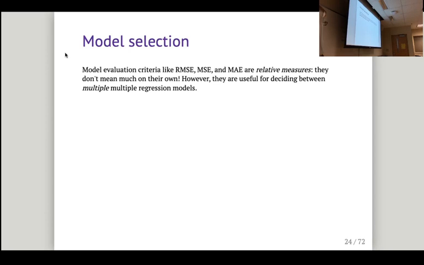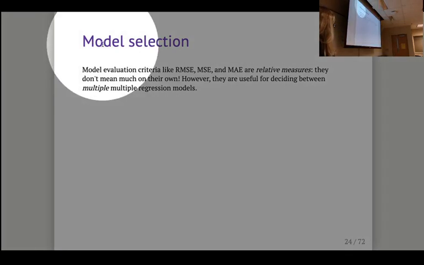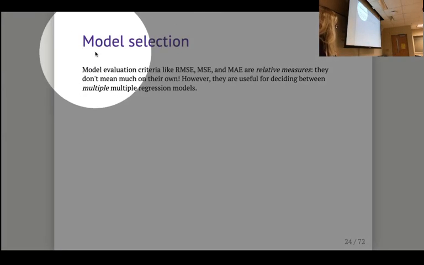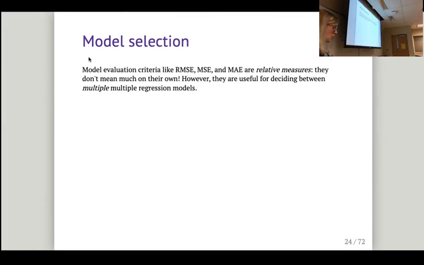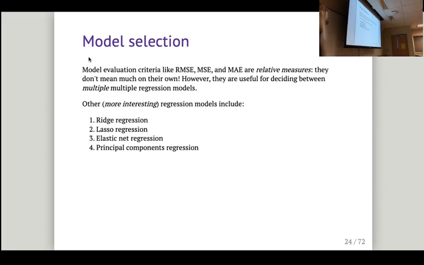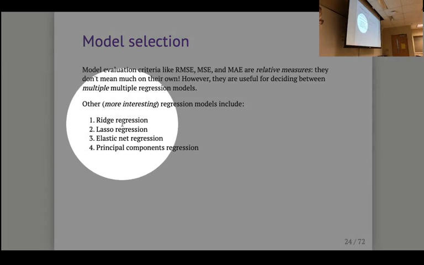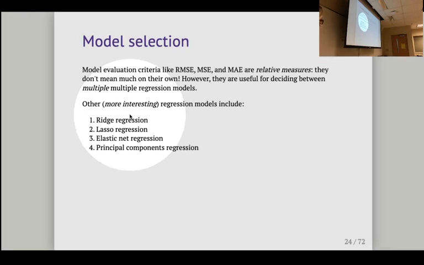So, it doesn't look like we're doing too terribly with these. Remember, we're using these metrics to decide between multiple regression models. So, alone, they can't really tell us much. But I do want to talk about some more interesting models that we could maybe use. So we'll focus on ridge, lasso, and elastic net regression today. We'll likely come back to principal components regression after the midterm.